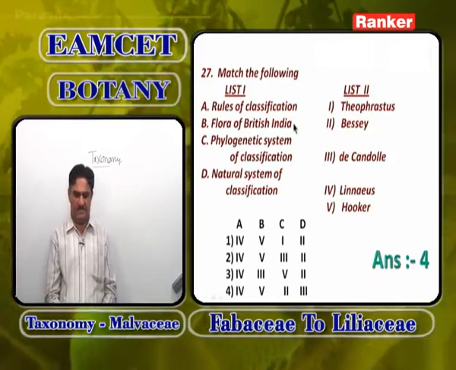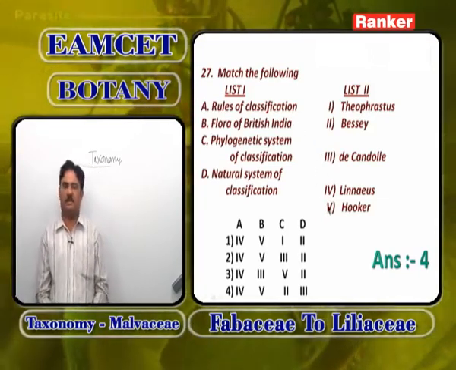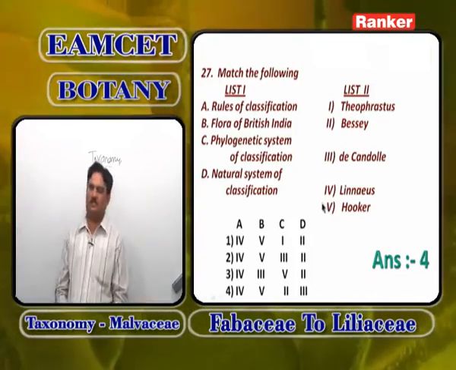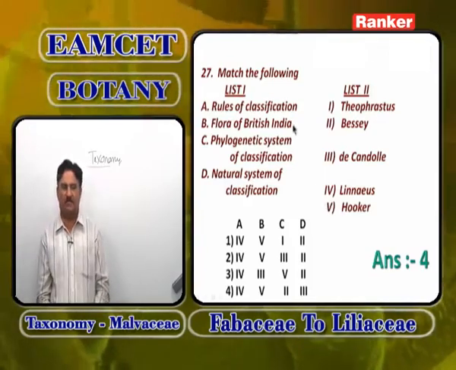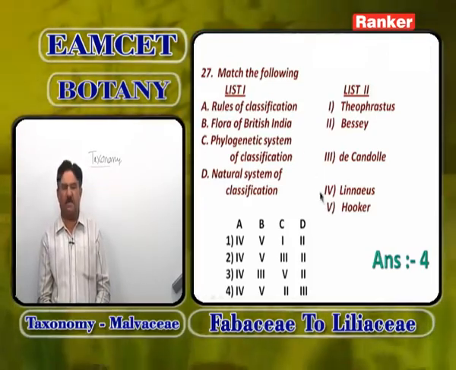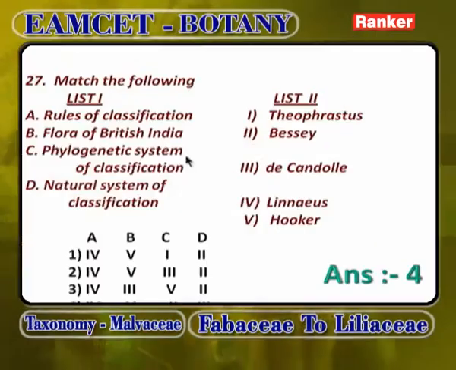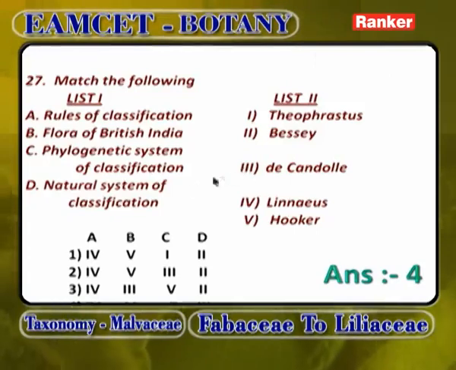Flora of British India is written by Hooker. J.D. Hooker came to India and started the Botanical Survey of India at Kolkata. He toured the whole country and wrote 7 volumes of a popular book called Flora of British India. Phylogenetic system of classification was proposed by Bessey. Natural system of classification was proposed by Bentham and Hooker. So the answer is 4, 5, 2, 3.